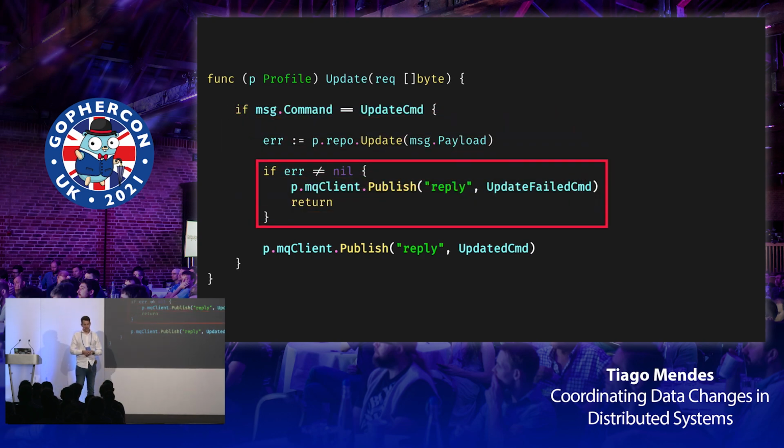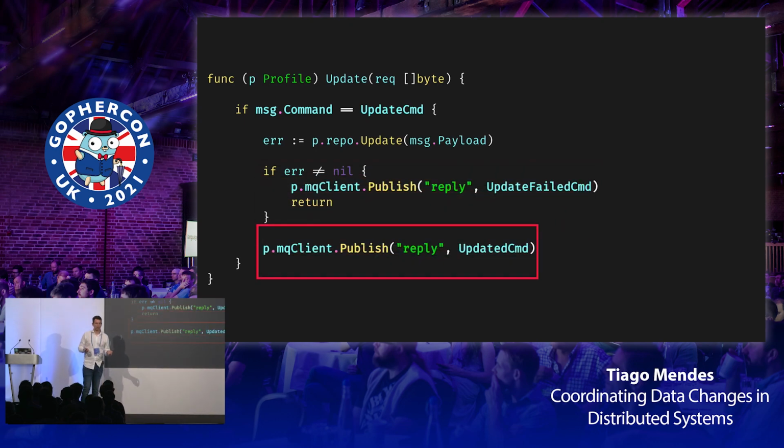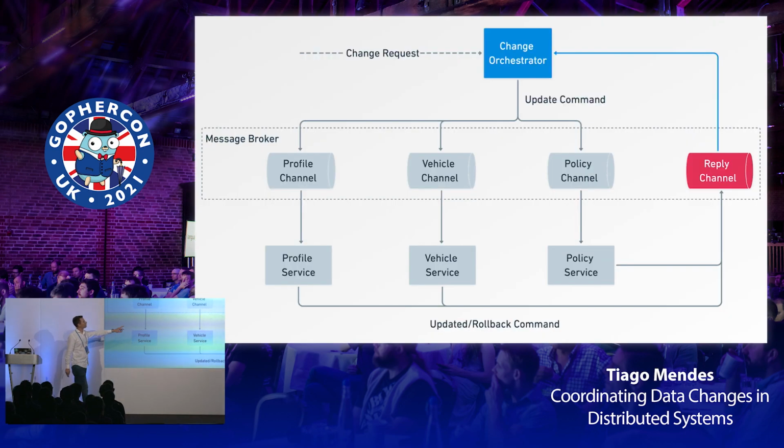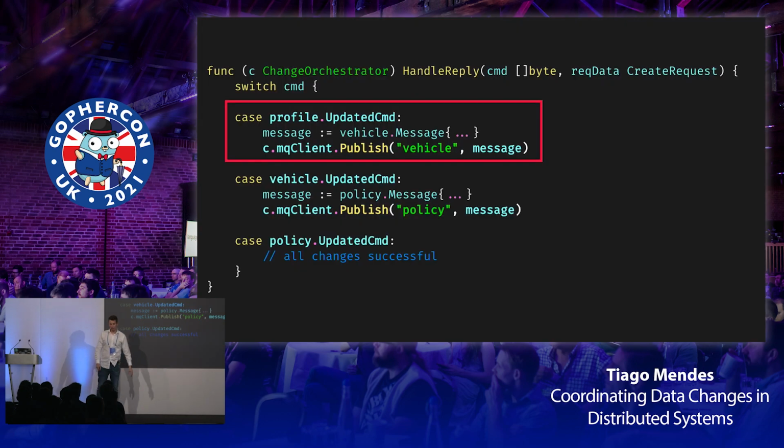And then if this fails, we will publish to the reply channel a command telling our orchestrator, I failed, do not proceed, this change cannot proceed. But if everything went well, we'll just publish on the reply channel, I'm updated, do whatever you need to do afterwards. So now coming back to our change orchestrator and how he listens to that reply channel.